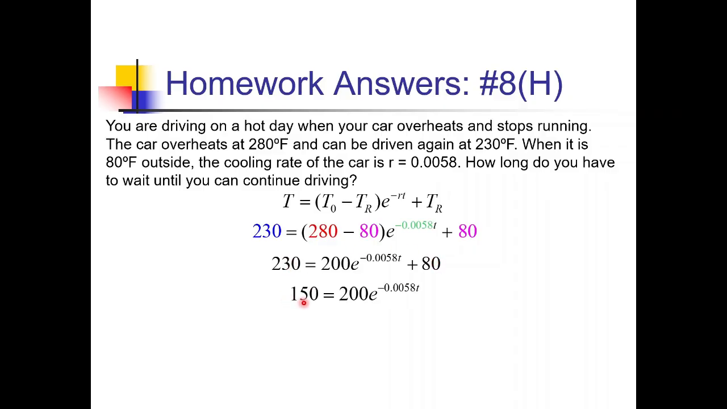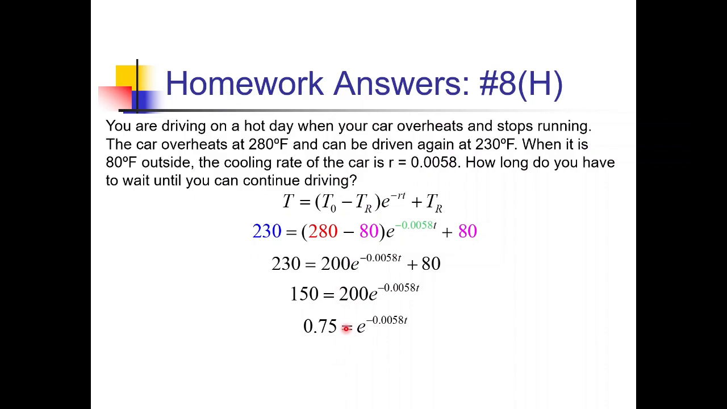Now we've got 150, so we subtracted 80. We did 280 minus 80. Here's where we stand on our equation. Next, we're going to divide by 200 so we can isolate that exponential term. So that's 150 over 200. I could reduce that to 3/4 or 0.75 if I wanted to.